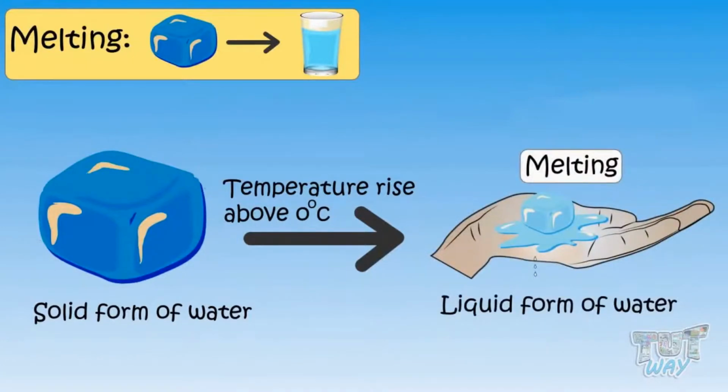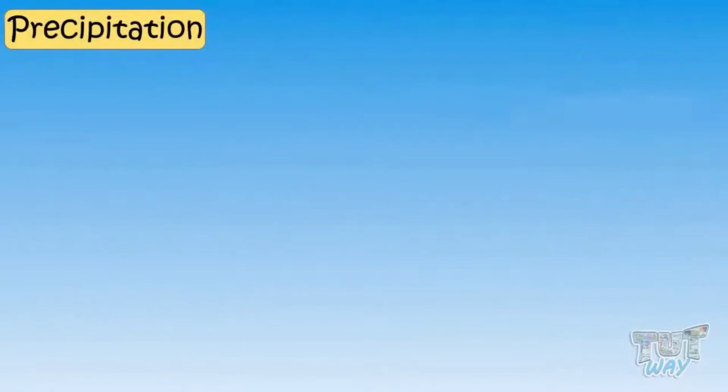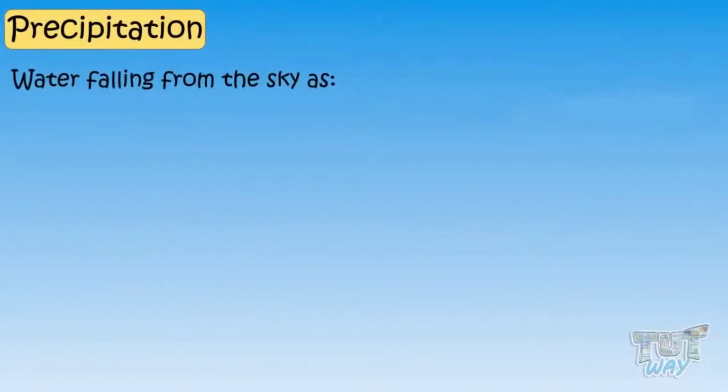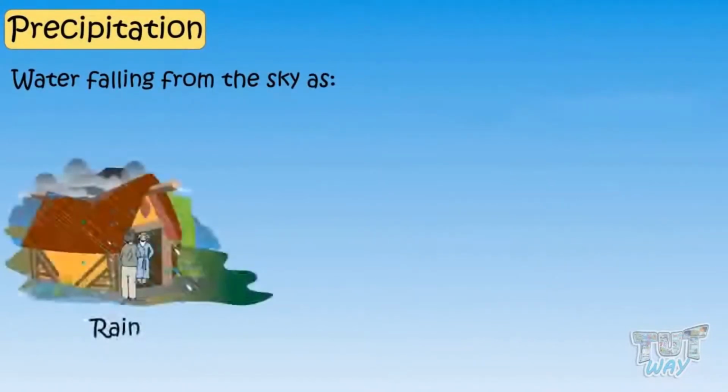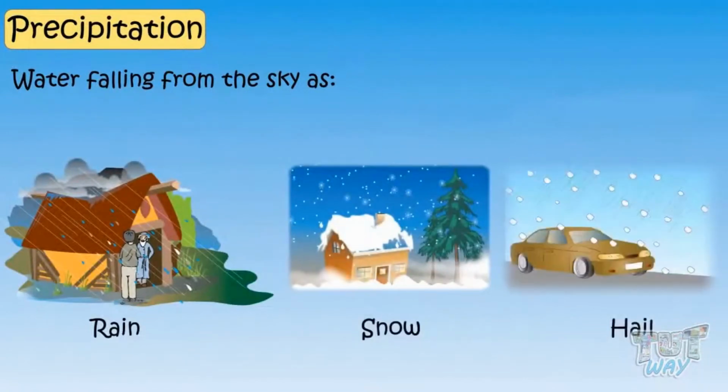Now let's learn what precipitation is. Water falling from the sky as rain, snow, or hail is called precipitation. Rainfall, snowfall, and hailstorms are all examples of precipitation. So kids, today we learned a lot of properties of water and also states of water. Next point is uses of water.